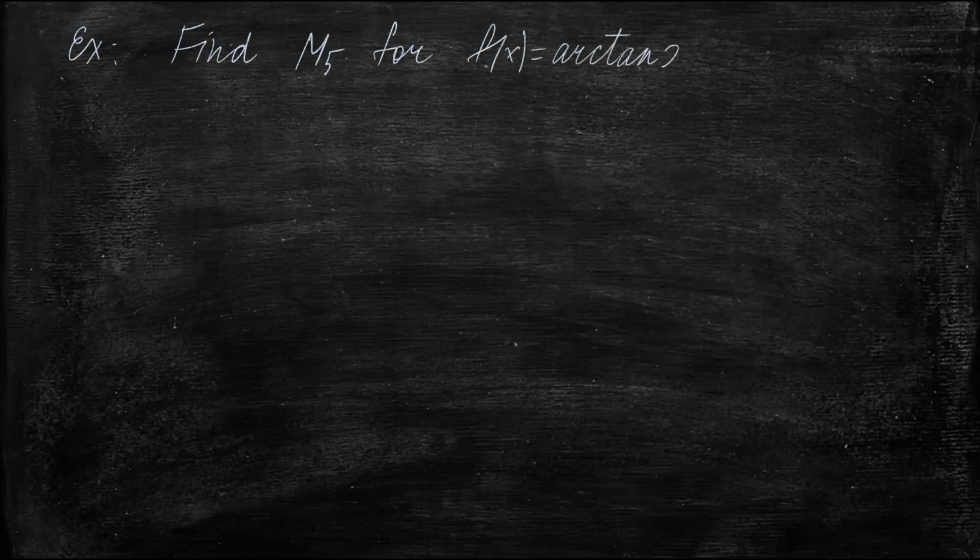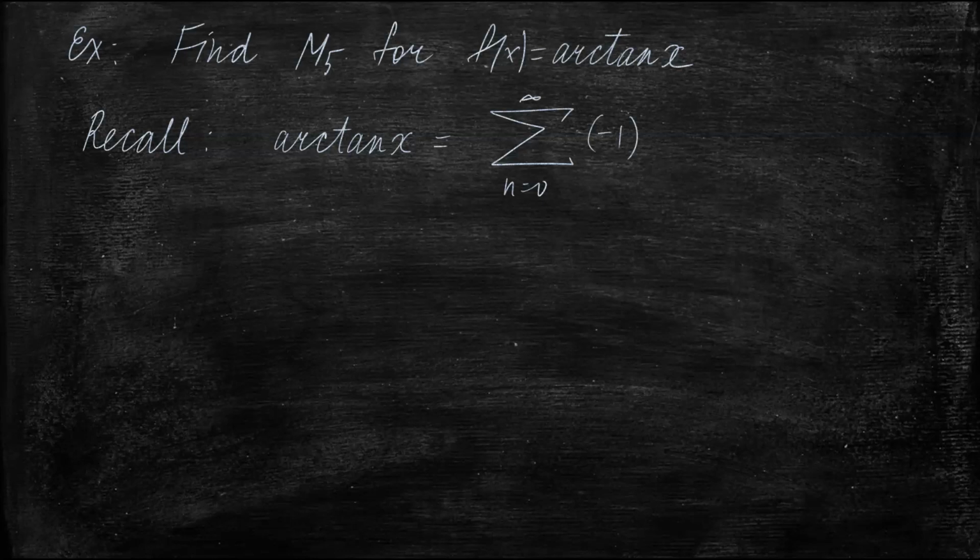And the next task will be to just practice actually creating and working with the polynomials and recognizing the notation, that sort of thing. And let's do the first exercise. So let's find M5 for the following function. And to do that, we're going to recall the fact that arctan x has the following power series representation. And we're just going to plug in different values of n until we generate the polynomial of degree 5.